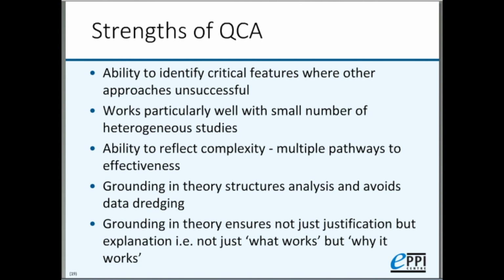So in terms of the strengths of QCA, it has an ability to identify critical features where other approaches may be unsuccessful. It works particularly well with a small number of heterogeneous studies, which is often what we find when we're doing systematic reviews, and is not conducive to doing meta-regression. But QCA manages, and in fact it works particularly well in this situation.